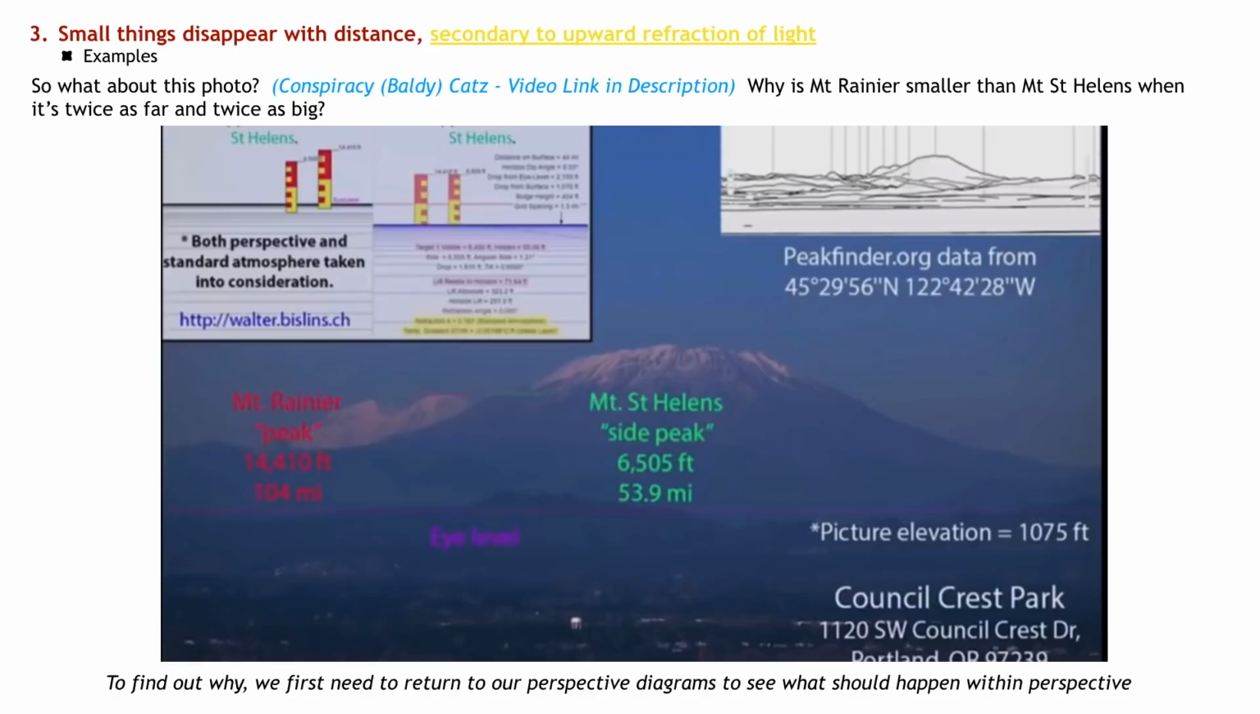And finally, this example, which has been talked about recently, so this is from Conspiracy Cats. Why is Mount Rainier smaller than Mount St. Helens when it is twice as far and twice as big? So to find out why, we first need to return to our perspective diagrams to see what should happen within perspective.